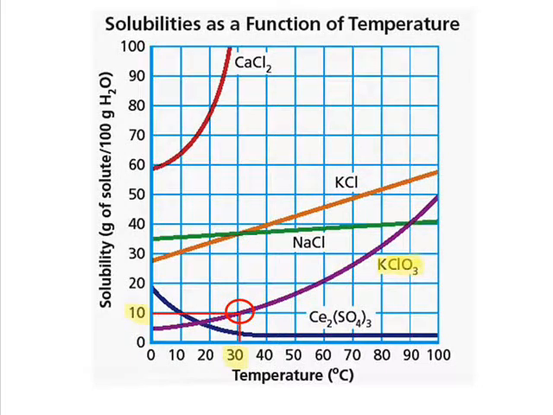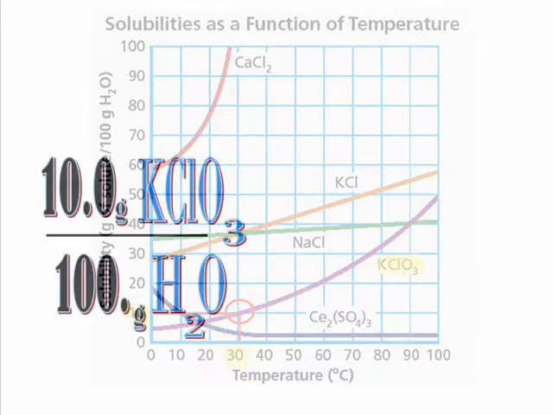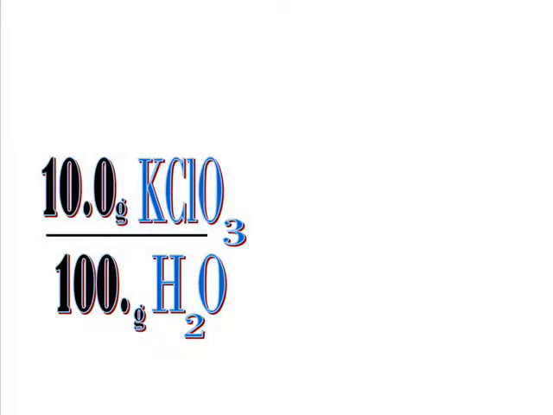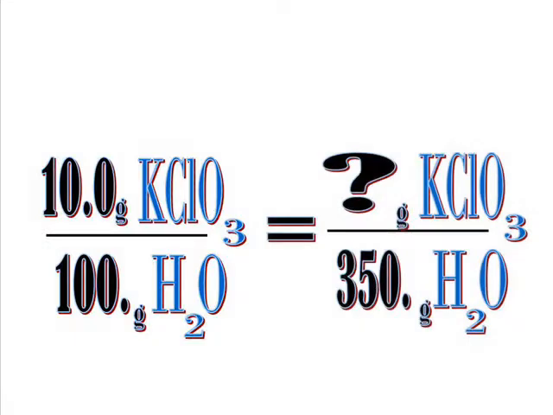You can see from the graph that 10 grams of potassium chlorate can dissolve in 100 grams of water. This gives us a ratio of 10 grams of potassium chlorate per 100 grams of water. But how many grams of potassium chlorate would we be able to dissolve in, say, 350 grams of water? You can see that these types of problems can be easily solved by setting them up as equal proportions. If 10 grams of potassium chlorate dissolve in 100 grams of water, then how many grams dissolve in 350 grams of water?